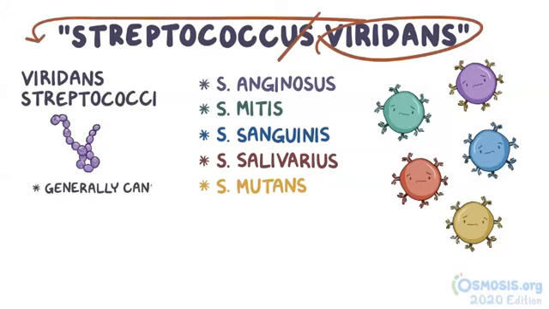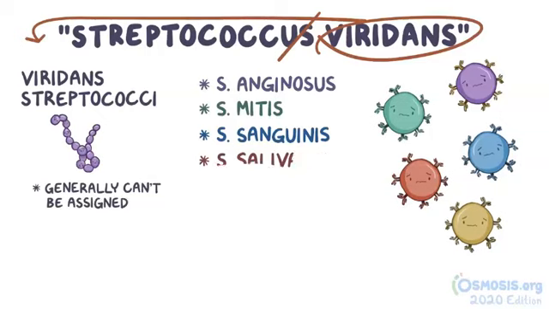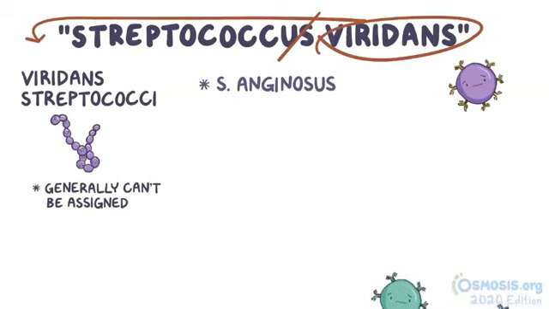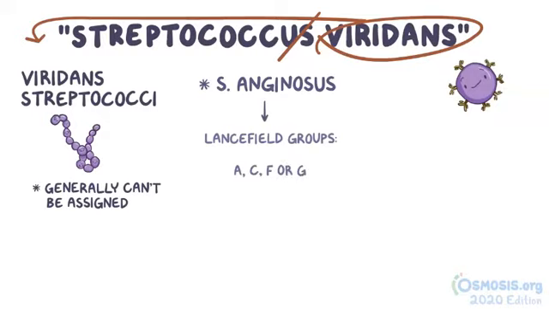Generally speaking, viridans streptococci can't be assigned to a Lancefield group based on their cell wall antigens. However, in the Streptococcus anginosus group, some species can be assigned to Lancefield groups A, C, F, or G.